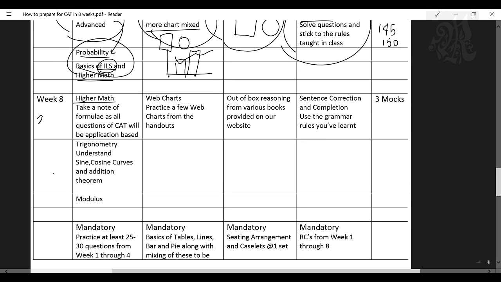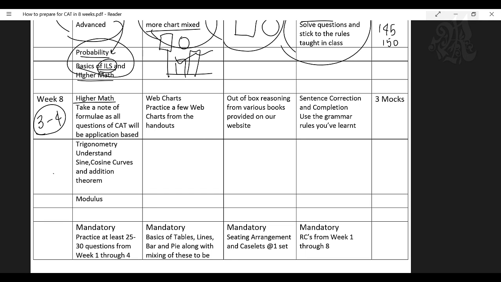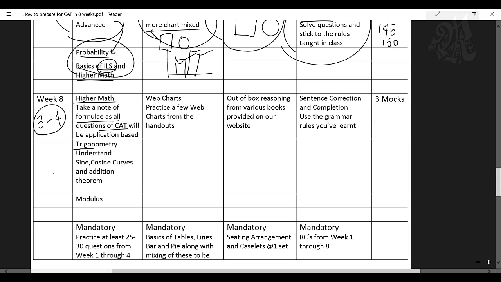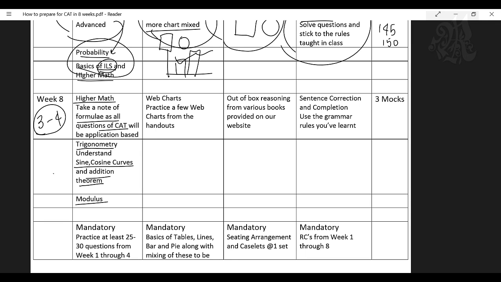On an average, if you look at all the CAT papers, you'll just see 3 to 4 types of questions per chapter. All you've got to do in the final 2-3 weeks when it comes to higher math is just go through these 3-4 patterns, and you'll have exactly the same pattern question asked in your exam. So you take note of all the patterns and formulas again, and do trigonometry, understand the curves and the addition theorem, and finally do the modulus part of it. What kind of graph will be for the modulus, what kind of area for the modulus, and everything like that.